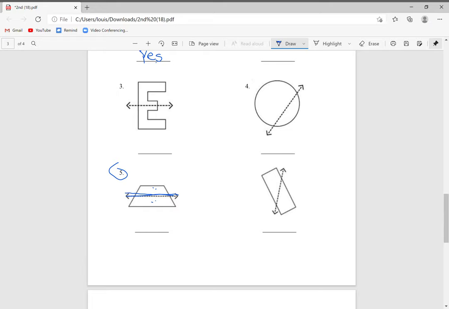Well, no. And to further prove that, if we were to fold this over the line again, we would get this shape, in which this folded over would produce this shape. That's not really a perfect fit. So for number five, we would write no.